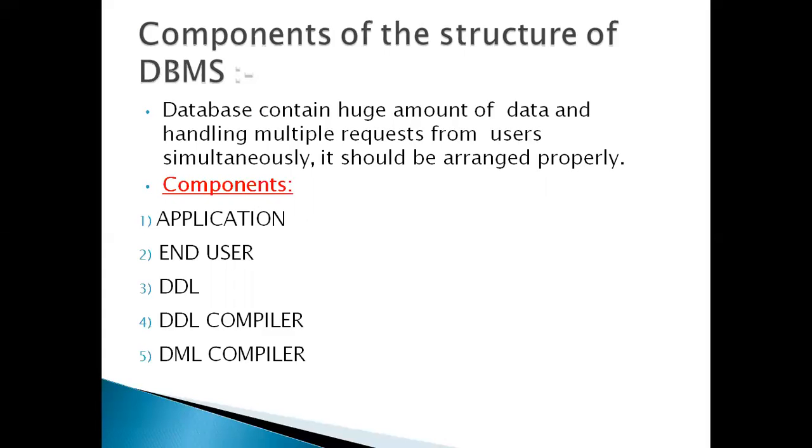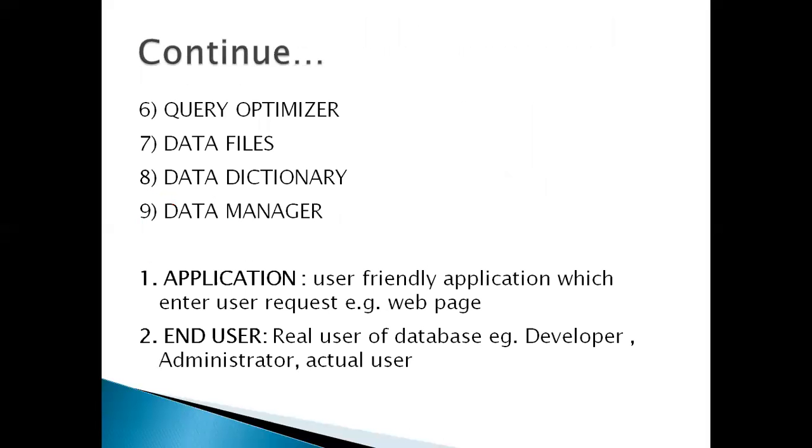First, application. Second, end user. Third one is DDL. Then the fourth one is DDL compiler. Then the fifth one is DML compiler. The sixth one is query optimizer. And seventh is data files. Eighth one is data dictionary. Ninth is data manager. One more, we see these components or elements of the structure of DBMS.